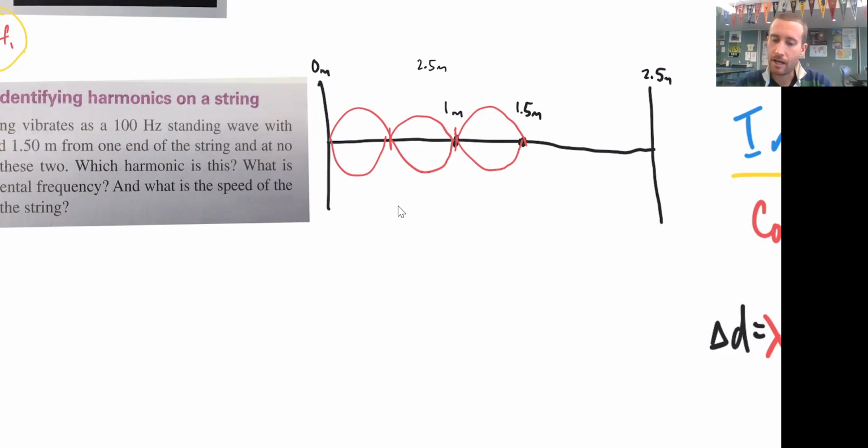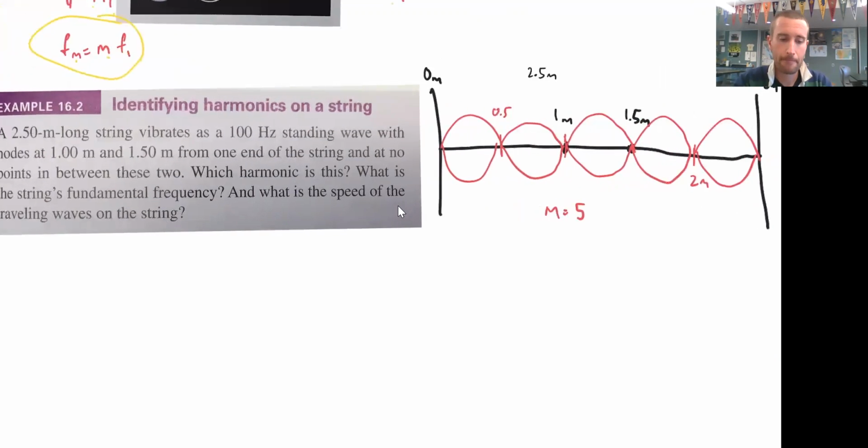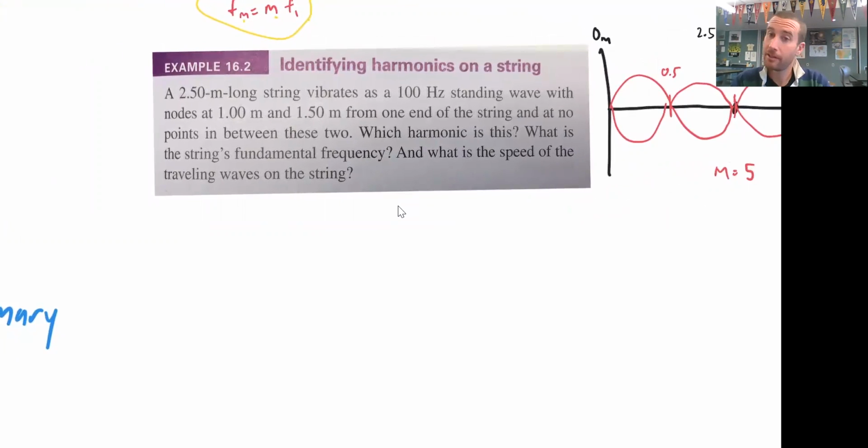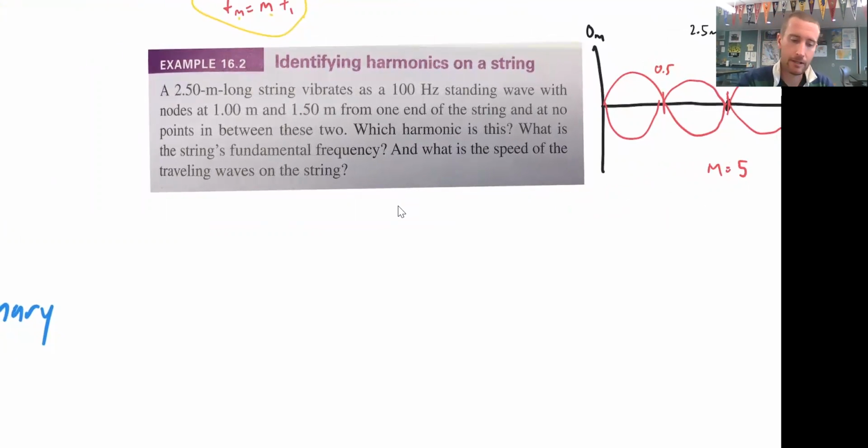From 1.5 meters, another half meter away from that would be at 2 meters, and this would be 0.5 meters. So then I'd get another antinode right there, and then a last one that fits in between 2 and 2.5. So this is the 5th mode, the 5th harmonic. So this is mode equals 5. All right, so what was the actual question? Which harmonic is this? The 5th harmonic. Good. This is the 5th harmonic because it's 5 bumps.